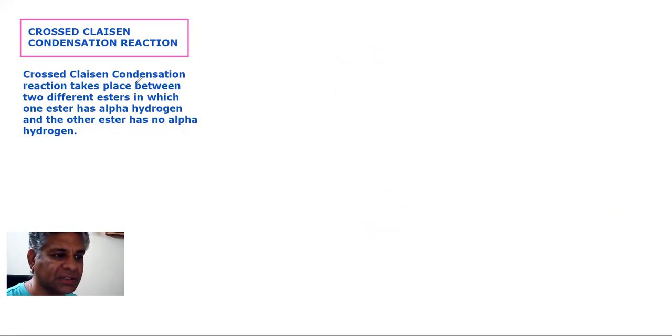Crossed Claisen condensation reaction. So crossed Claisen condensation reaction is a condensation reaction between two different esters in which one ester has alpha hydrogen and the other ester has no alpha hydrogen. See, for example, here I'll just give you the example of ethyl benzoate. So this is your ethyl benzoate.